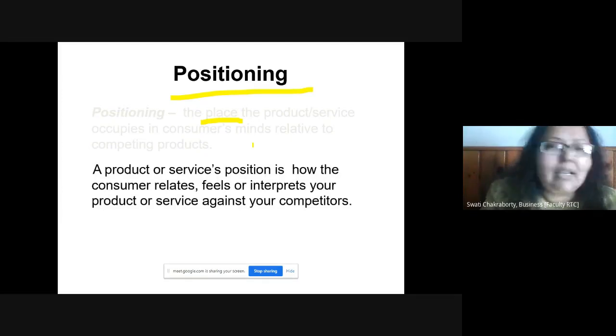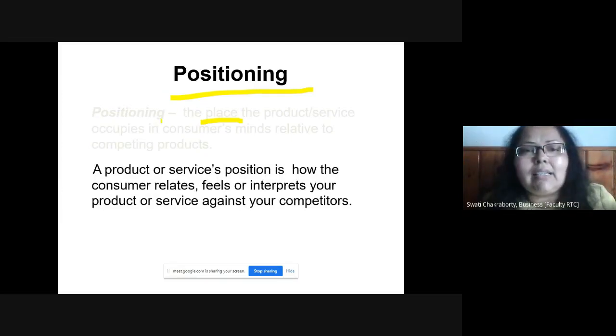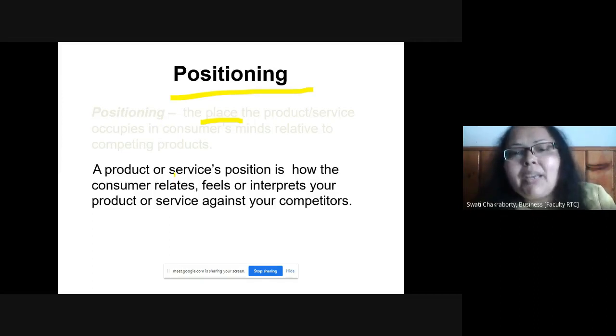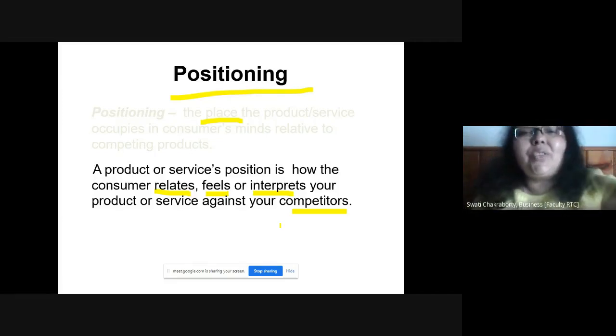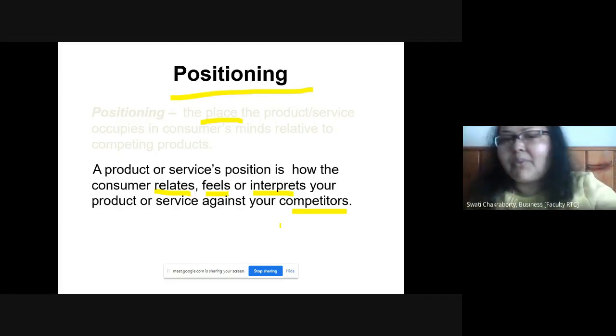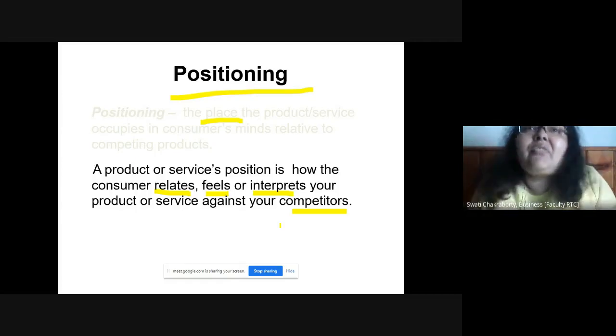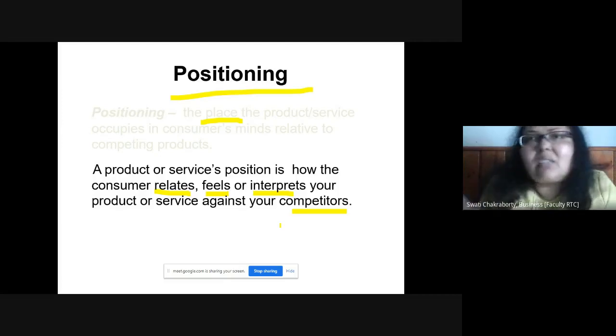Now, depending on the customer's opinion, it tells you how they relate your products with those of your competitors, what they feel about your product or service, how they compare and interpret. Where do your products and services stand compared to competitors? Customers have a tendency, and it's quite natural, that they compare, they relate, they feel. That's how they position it.